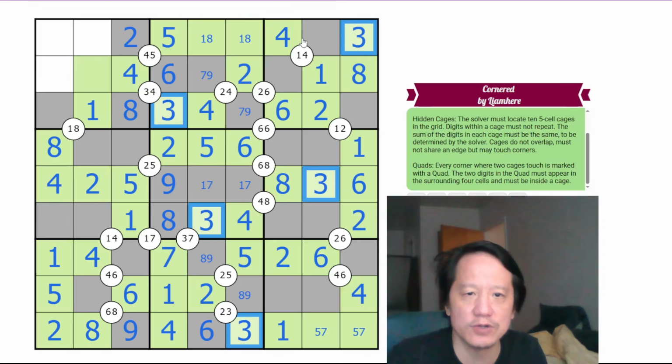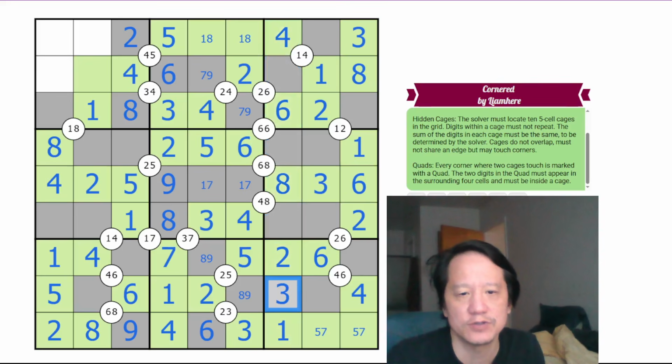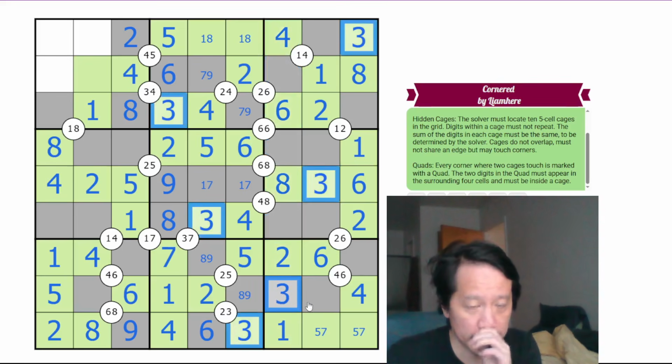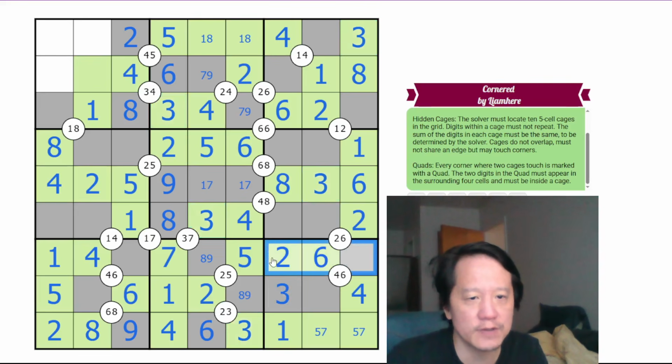We do. Okay, so column 7, where is the 3? Can't be here because 3 is in the boxes. These are filled out, so 3 has to be there. That means where's 3 in row 7? Can't be here because the 3 is in the boxes, so it has to be there.